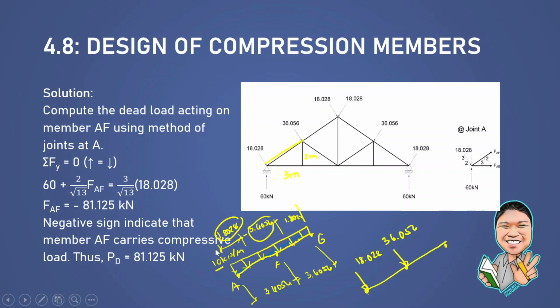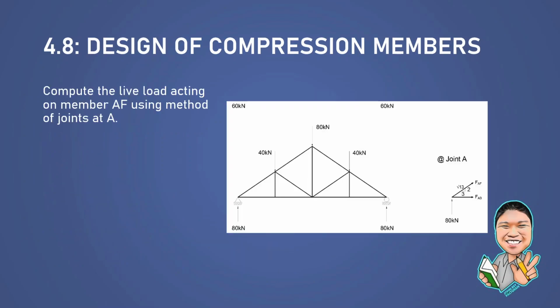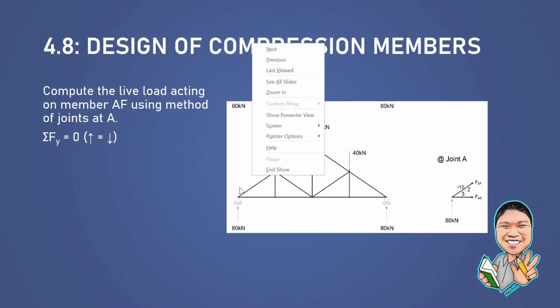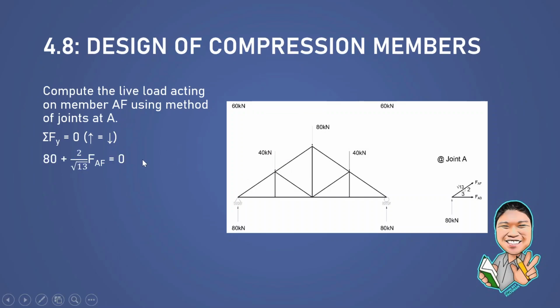It indicates, class, na kapag negative yan, yung ating member is magke-carry ng compression load, diba? In the structural theory, kapag nag-negative, automatic compression siya. So, therefore, the dead load will be 81.125 kilonewton. On the other hand, pagdating naman sa live load, just do the same process. Madali lang naman computein, 80 dito. Again, compute the reaction at AF using method of joints. So, walang downward dito kapag joint A. So, ang mako-compute nyong FAF is negative 144.222 kilonewton.